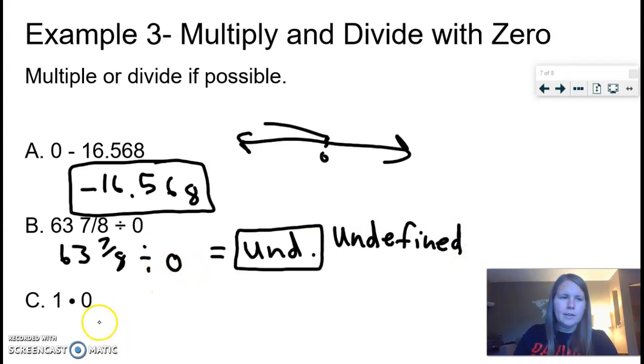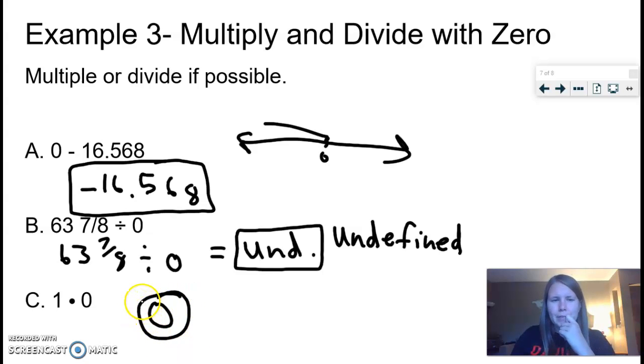ED. All right. And your last one, 1 times 0. Pretty sure you're going to know this. It's just that anything multiplied by 0 is 0. And that's your solution. Basically, I made it look like a donut now.